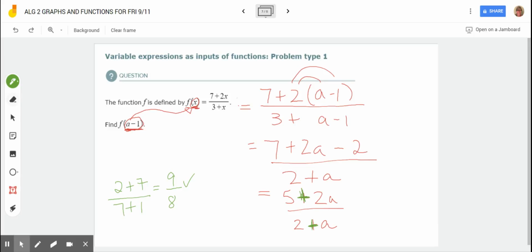So here's the other situation. The only time you can cancel, just so you know, is when you have like 2 times a over 3 times a. Yes, you can cancel there because it's a common factor. It makes a lot of sense. It's an equivalent fraction. Don't do it here. Don't do it. There's going to be like 5 of you that are going to do it. Don't do it.